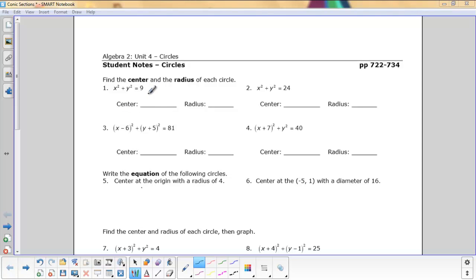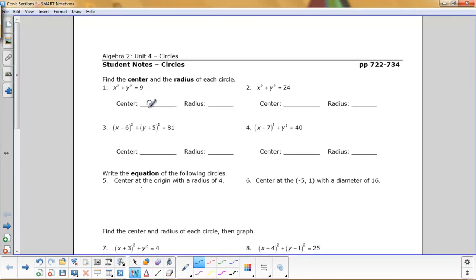Conic Sections Student Notes Day 1. As with all of these notes, please make sure that you have your foldable completed prior to taking these notes. It makes it a lot more simple to understand and see exactly where I'm coming from.